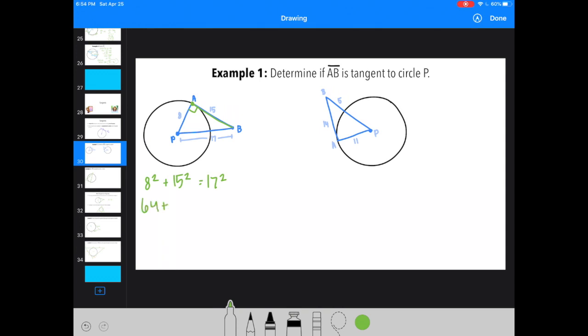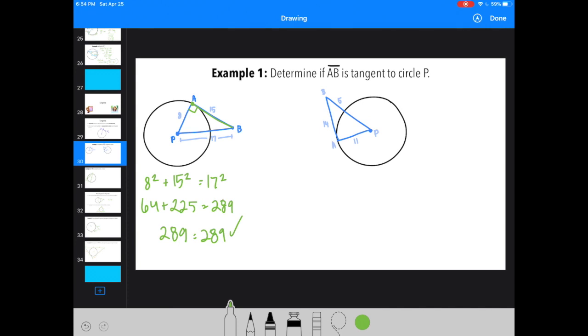So 8 squared is 64. 15 squared, I don't know that off the top of my head, is 225. If I add those together, that gives me 289. Okay, I gotta test what 17 squared is. 17 squared equals 289. Okay, so that is true. Therefore, AB is a tangent.